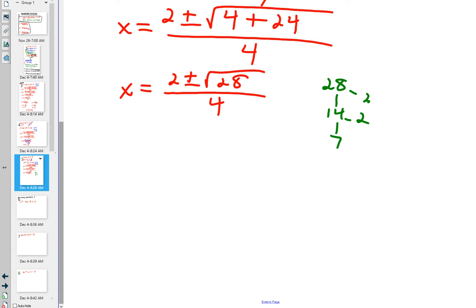Huh? What can I bring out? Yeah. So we got x is equal to 2 plus or minus 2 square root of 7 over 4.